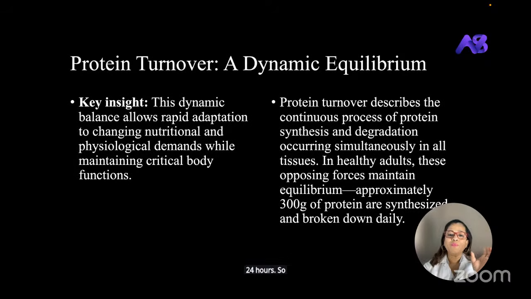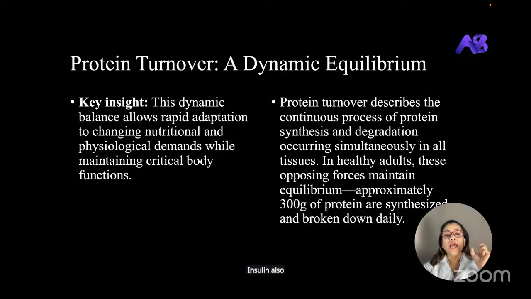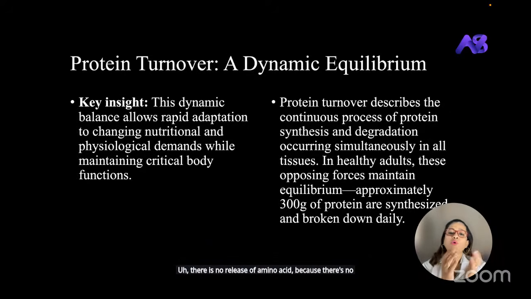So when you eat a protein-rich meal, amino acids are increased in the blood because there is an increase in your insulin. As soon as you eat, insulin also increases, and muscle protein synthesis increases. And after a few hours, when you have stopped eating, there is no release of amino acids because there's no more protein coming in. So there is a decrease in the total circulating amino acid pool.